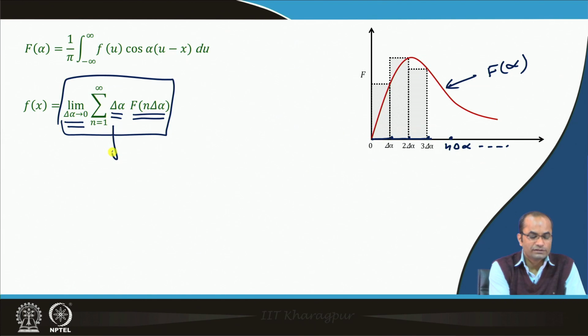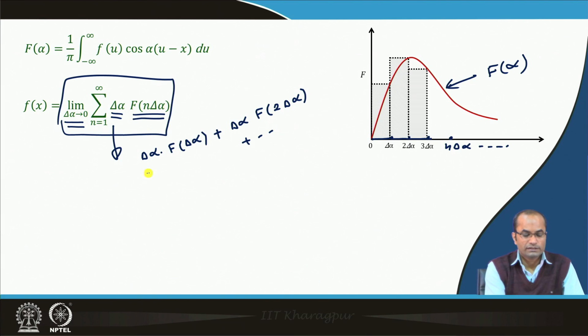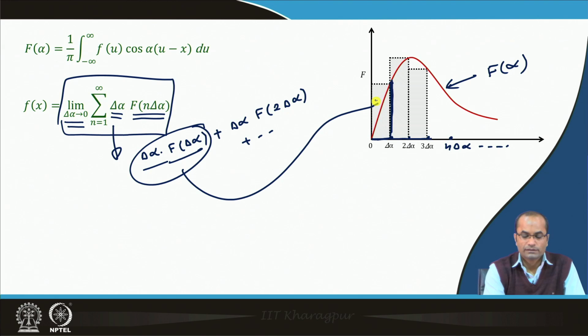And then take a look at what is happening in this summation. For instance, the first term is delta alpha into f delta alpha, then we have again delta alpha into f 2 times delta alpha, and so on. This will continue. So, what is this delta alpha times f delta alpha? The delta alpha is this distance, and f delta alpha will be this height here. So, this first product is nothing but the area of this rectangle here, and that is the area defined by this product.